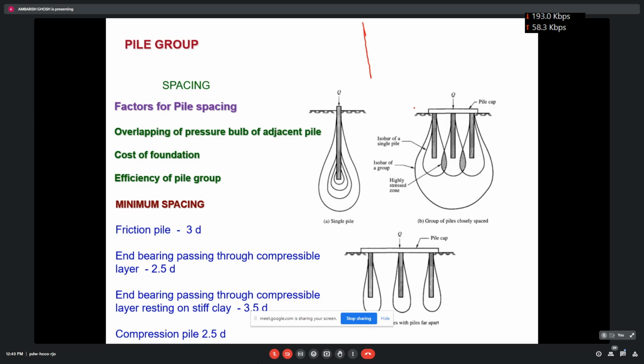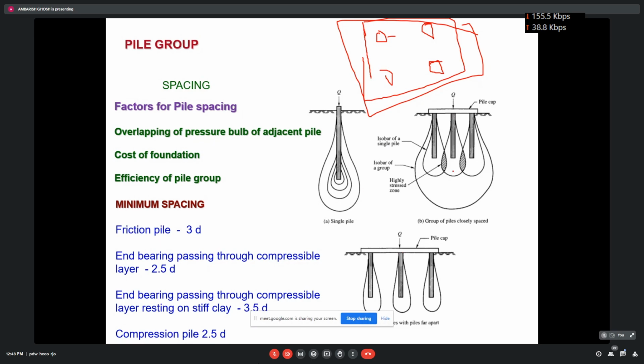Suppose this is an area where you are going to have this one column, this one column, this one column, this one column. So there is a restriction on the size of the pile cap also. For a single column, if you take the whole area, then what will you do for the remaining 3 columns? For that also you have to provide piles. So you cannot go on increasing the size to avoid the interference. That is not possible.